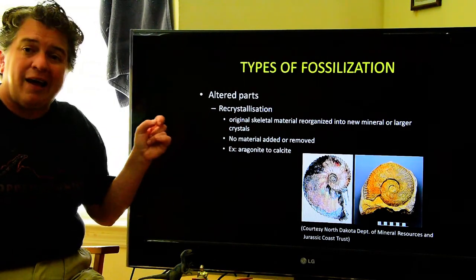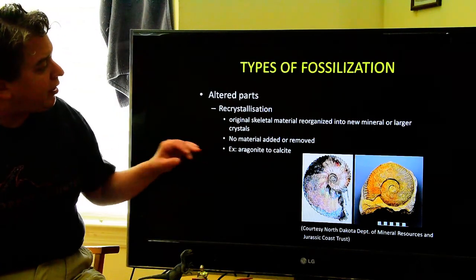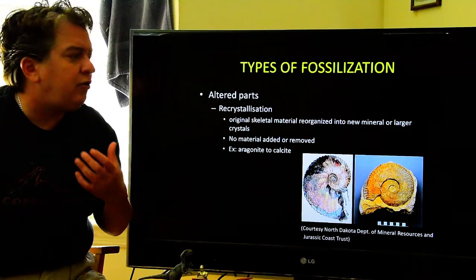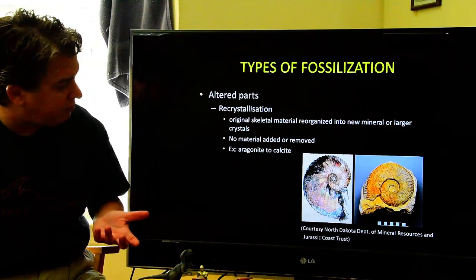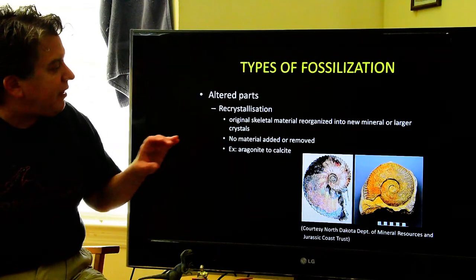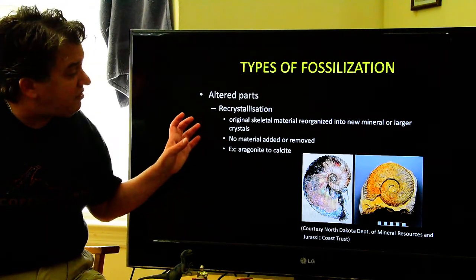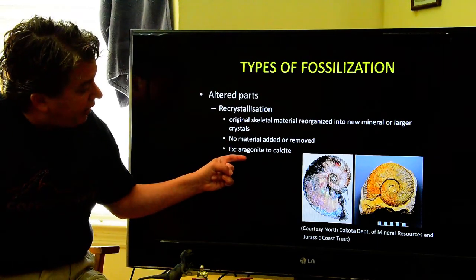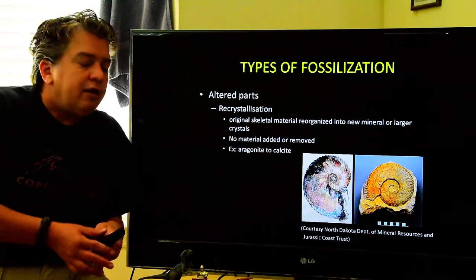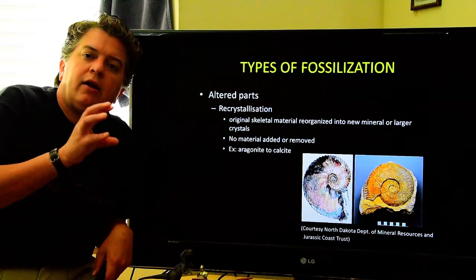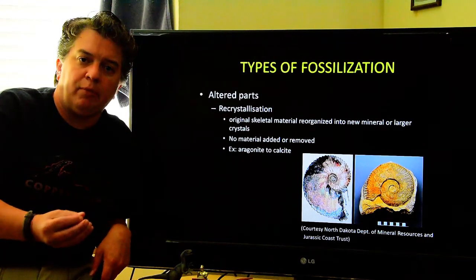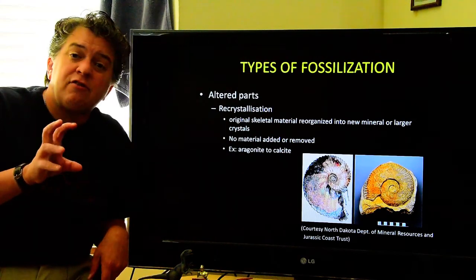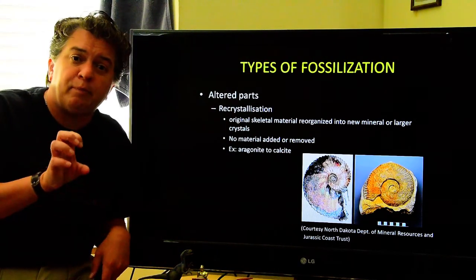So for example, you can have recrystallization occurring. In this case, the original skeletal material gets changed into a new mineral or maybe larger crystals of some kind. And in this case, no material is added or removed. The example is aragonite to calcite. Both aragonite and calcite are calcium carbonate, so they have exactly the same chemical composition; it's just that the crystal structure is a little bit different.